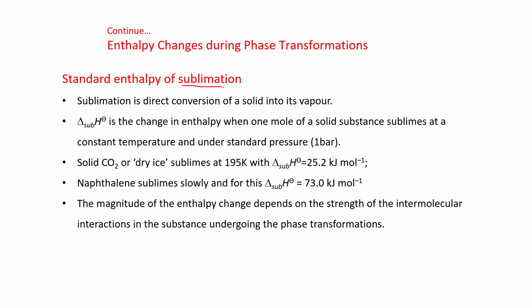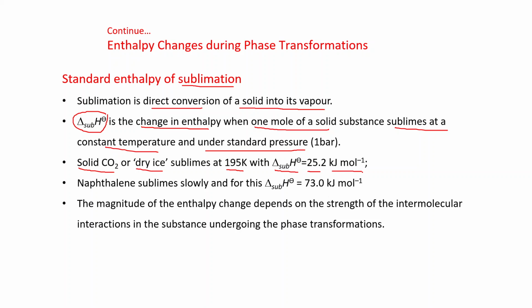Standard enthalpy of sublimation. Sublimation means direct conversion of solid into its vapor. This is represented like this. The standard enthalpy of sublimation is the change in enthalpy when 1 mole of a solid substance sublimes at a constant temperature and under standard pressure 1 bar. For example, solid carbon dioxide, also known as dry ice, sublimes at 195 Kelvin with standard enthalpy of sublimation 25.2 kilojoule per mole. Naphthalene sublimes slowly, and for this the standard enthalpy of sublimation is 73.0 kilojoule per mole.